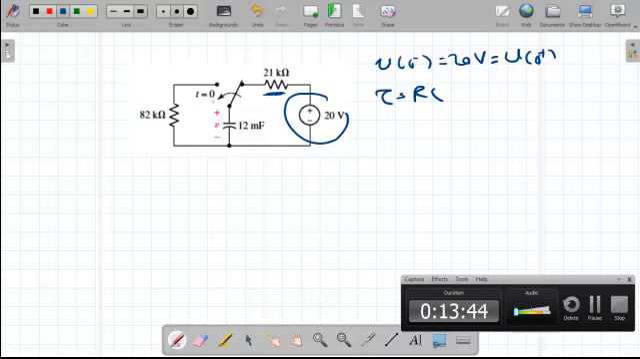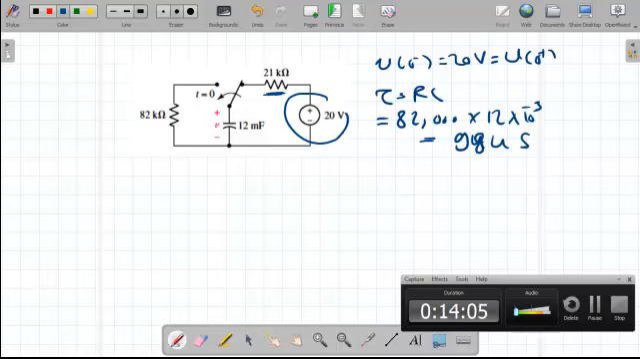Now tau will equal RC. Now when the switch goes to the right, then we have only a resistor 82K. So tau will equal 82K times 12 millifarad, which is 10 to the minus 3. So tau becomes 984 seconds. So the expression for our voltage will equal V0 plus, which is 20, exponential times minus t over 984, this in voltage.